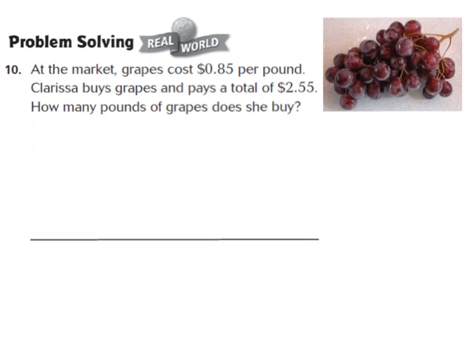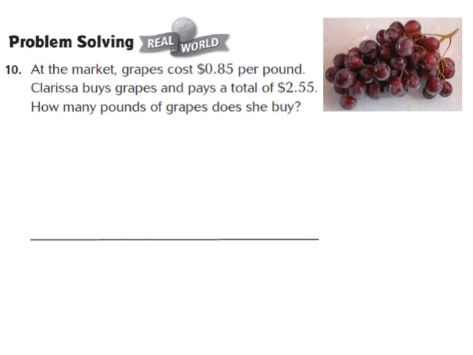Now, let's take a look at question number 10. It's one of our real-world problem-solving questions, and number 10 says, at the market, grapes cost 85 cents per pound. Clarissa buys grapes and pays a total of $2.55. How many pounds of grapes does she buy?